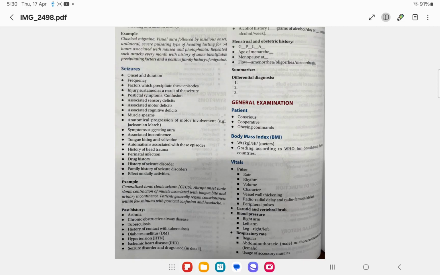Okay, then we have to see about the blood pressure. I have already told you pulse, blood pressure, respiratory rate. These three things you have to remember in Cushing's triad, how it is going to be. Carotid and vertebral bruit is very important in a stroke case. You have to do the general examination and place the stethoscope on the carotid, and look for any bruit.